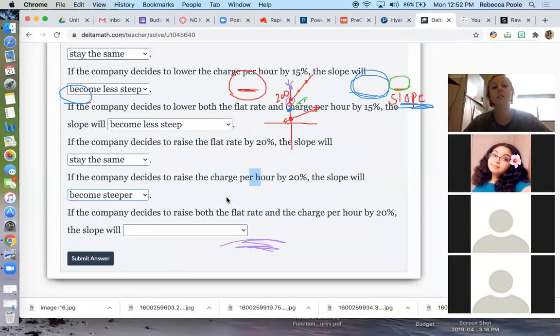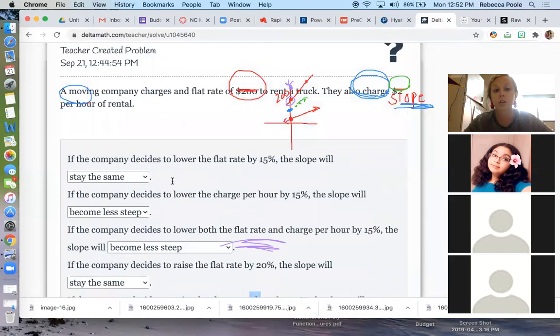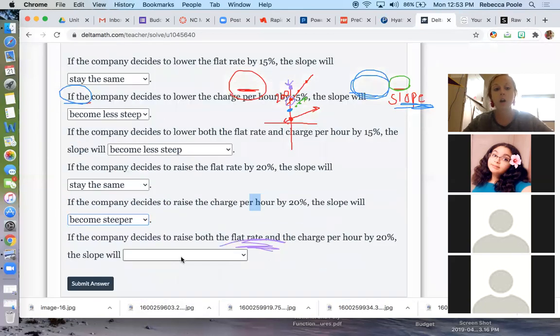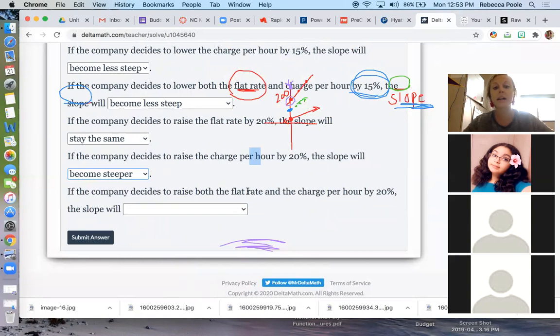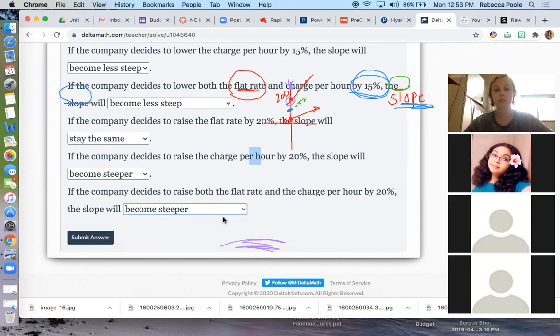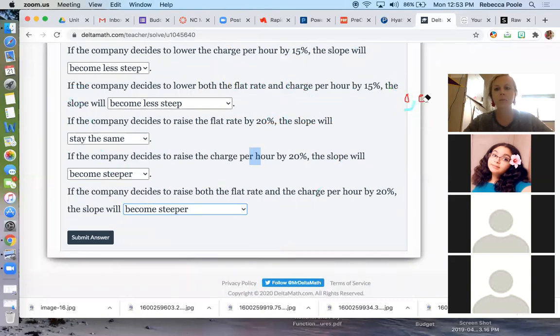So really all this is asking about, y'all, is the slope. You had to read the question. The flat rate is the base. That's not the slope. So we don't even care if they change the flat rate. We're looking for if they change the charge per hour, okay? So on the last one, what would this be? If we raise the flat rate, who cares? And the charge per hour, what's the slope going to do? Becomes steeper. Are y'all okay with that one? Marissa, that helps? Yes, ma'am. Awesome. All right, so there's number 4.